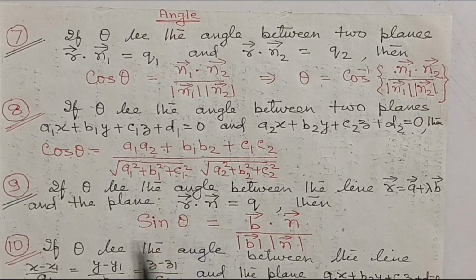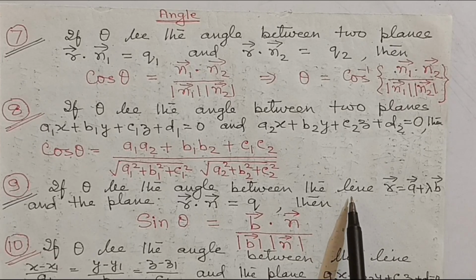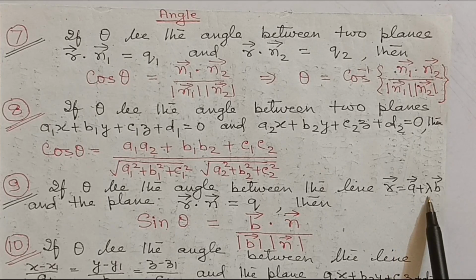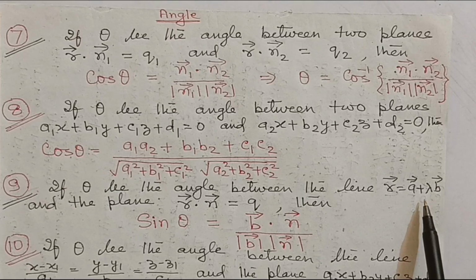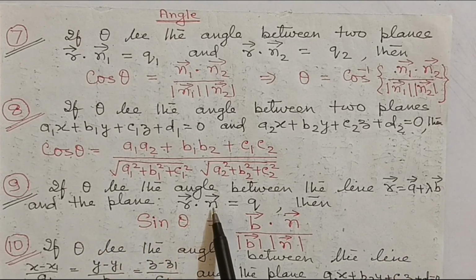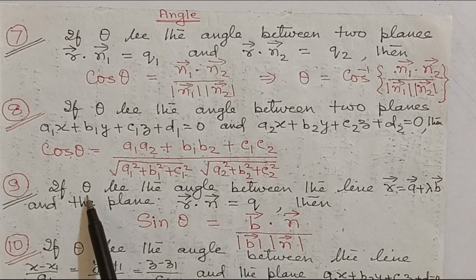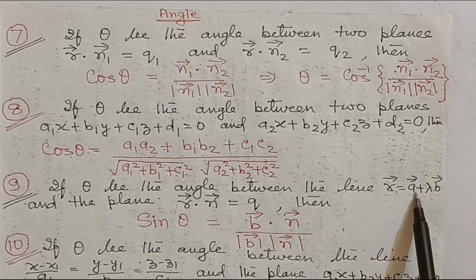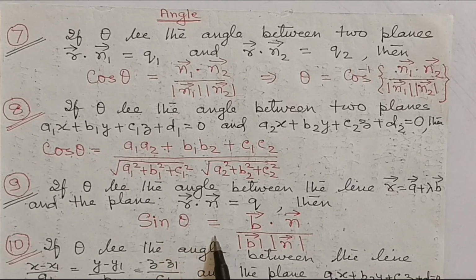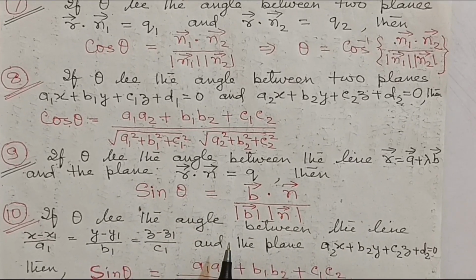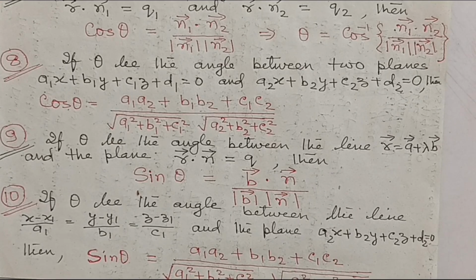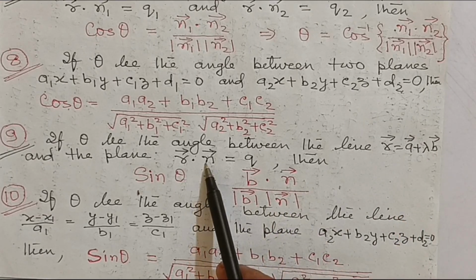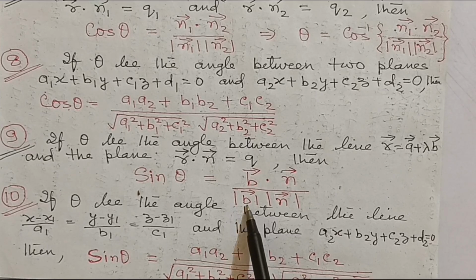And last, if theta be the angle between the line whose equation is vector r is equal to vector a plus lambda vector b, where lambda is a scalar, the equation of the line, and the equation of the plane vector r dot vector n is equal to q. If theta is the angle between this line and this plane, then sin theta is equal to vector b dot vector n upon mod vector b into mod vector n.